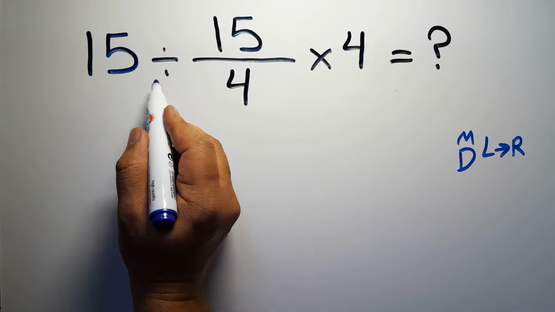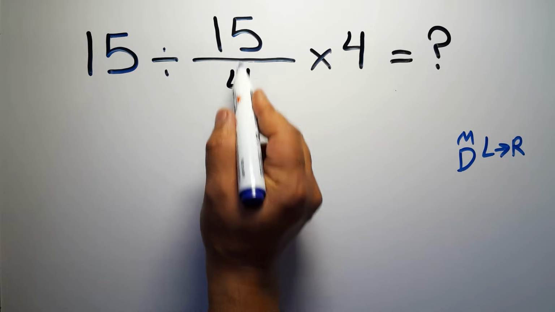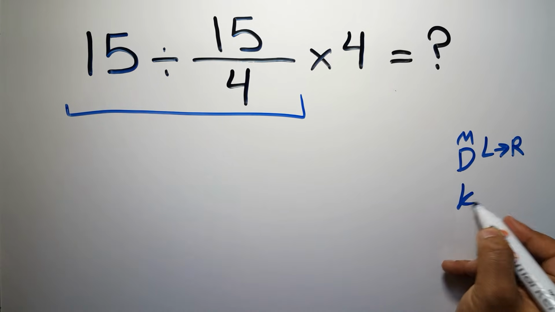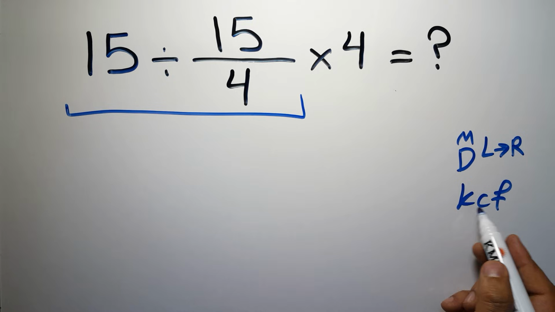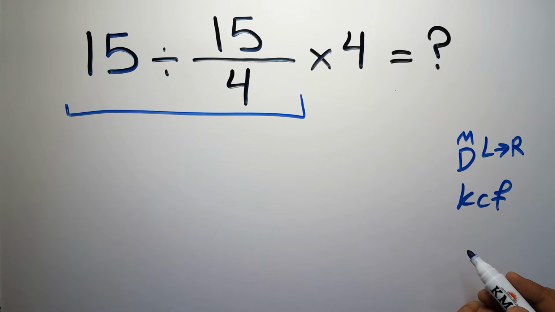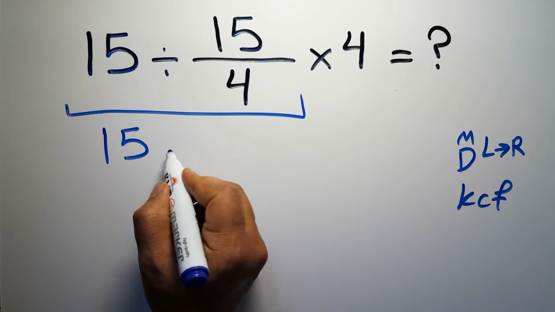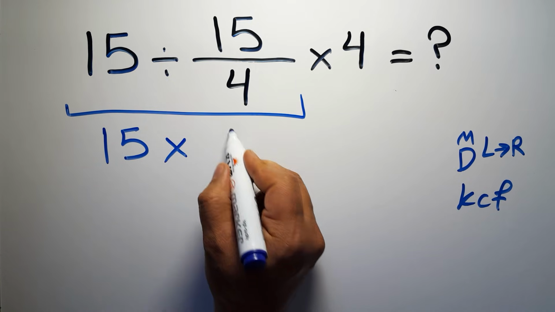So first we have to do this division. 15 divided by 15 over 4. According to the KCF rule, K stands for keep, C stands for change, and F stands for flip. We can write keep the first fraction, change division to multiplication, and flip the second fraction.